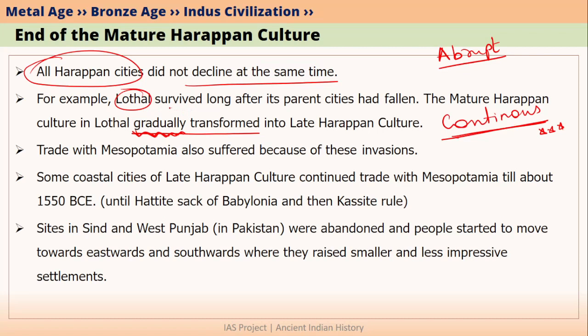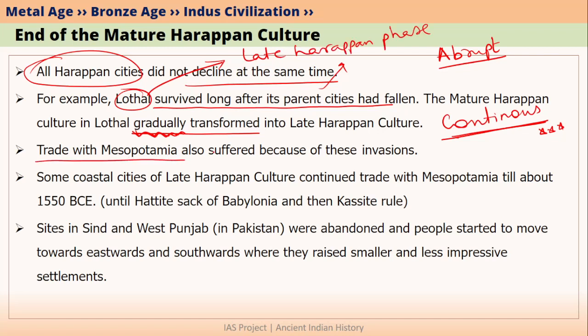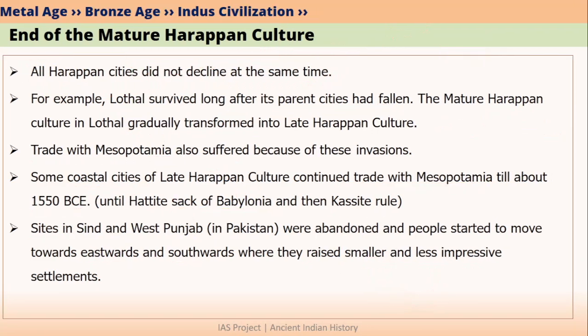Moreover, Lothal also survived long after its parent cities had fallen. Parent cities means, for example, Mohenjo-daro, Harappa and other important cities. So we can say that Lothal is very important from the point of view of late Harappan phase also. Generally speaking, by the end of mature Harappan phase, trade with Mesopotamia also decreased.